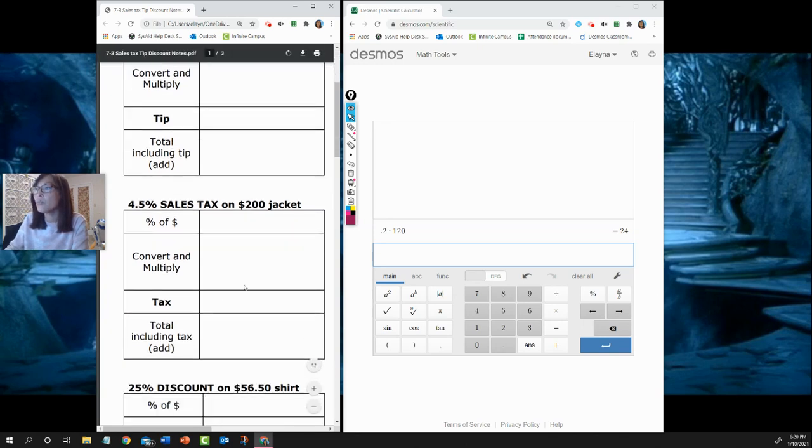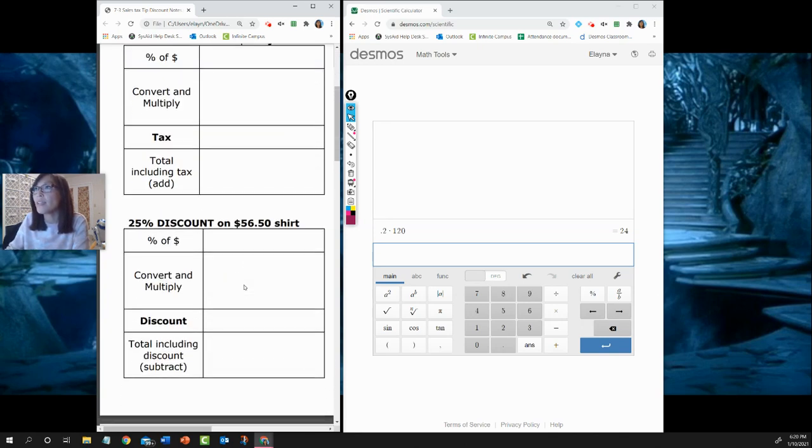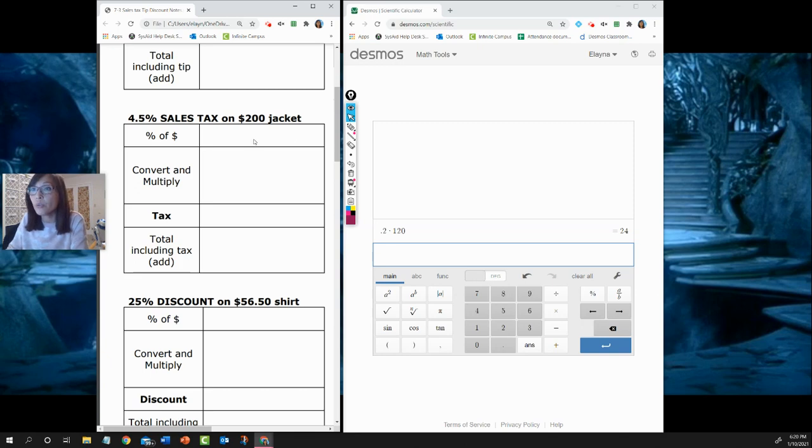What if we need to pay 4.5% sales tax on a $200 jacket? First, we want to know what is the percent of amount. So we need to pay 4.5% of $200. So we can't only pay the $200, but we need to pay the sales tax as well that goes to our state. First, we need to convert 4.5% into a decimal.